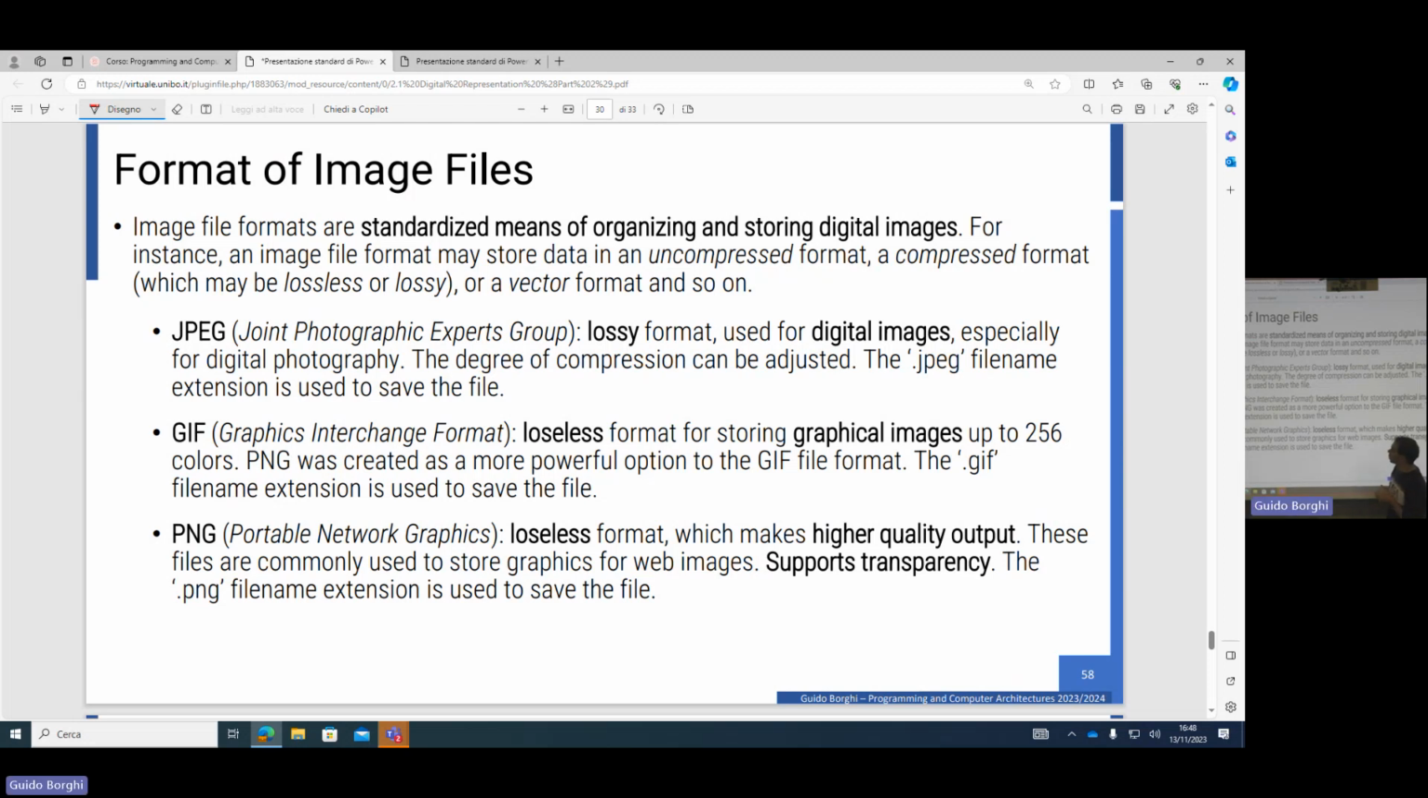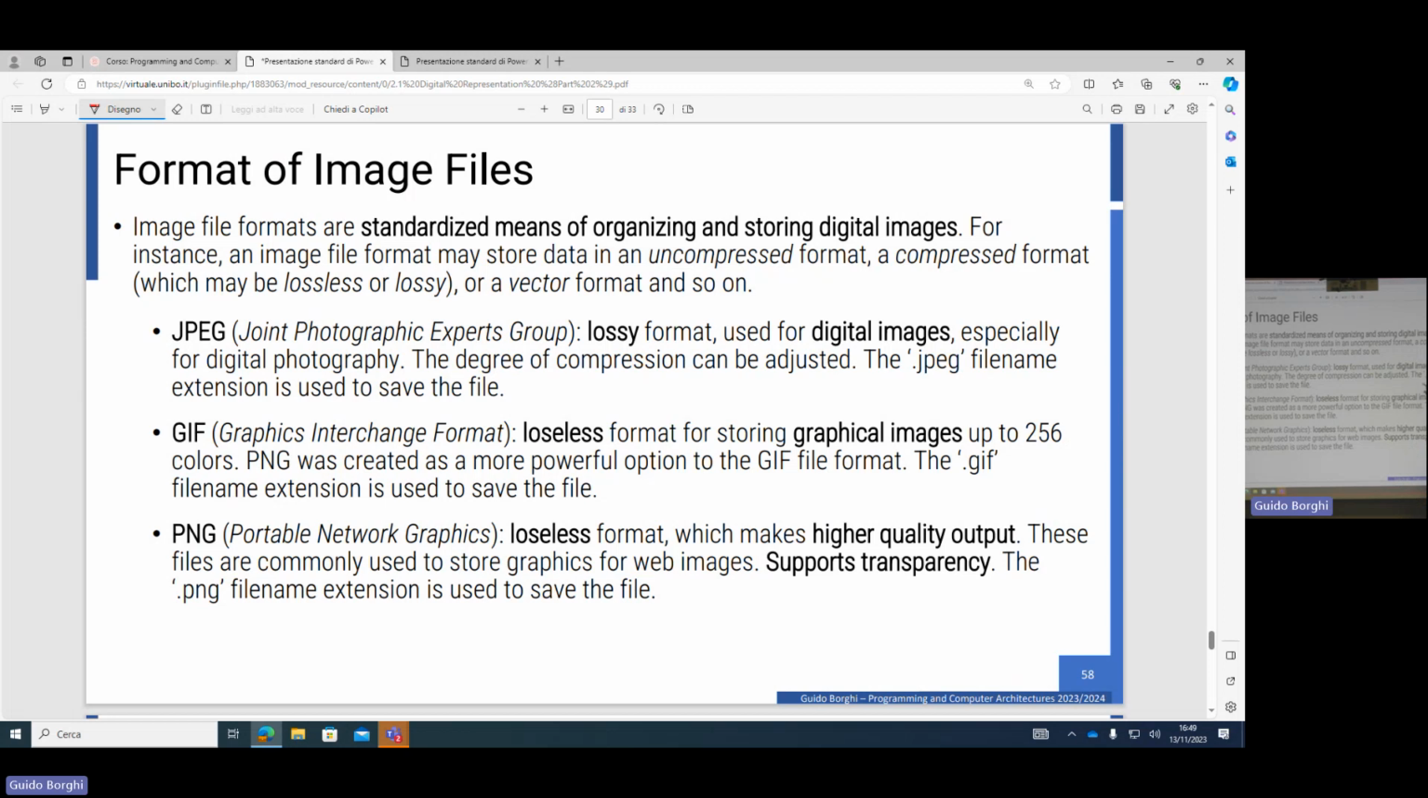If you don't want to lose any information, you can use, for example, the GIF format, which is a lossless compressed format, or also the PNG format. PNG is similar to GIF, it is the evolution of GIF, and it is a lossless format. So in this case, we have compression, but we don't lose information. That's why usually with PNG, we have higher quality images saved on our disk.